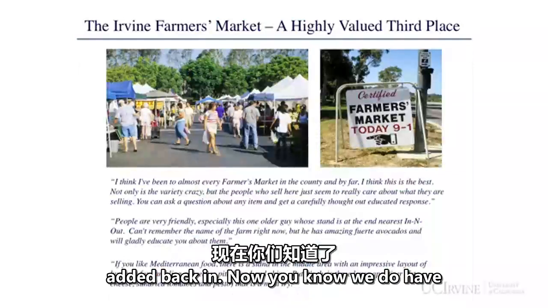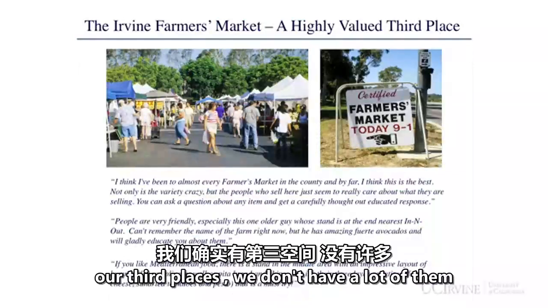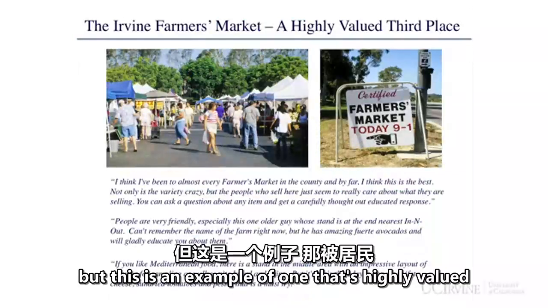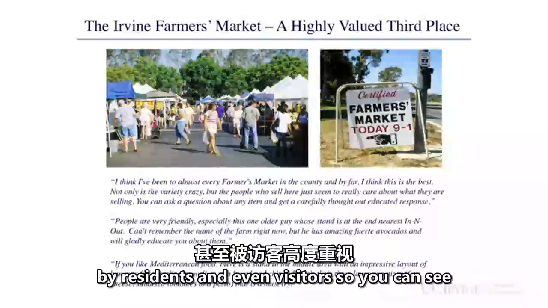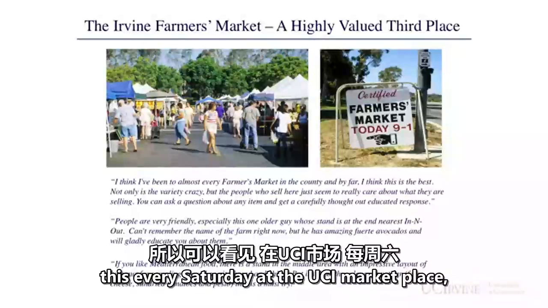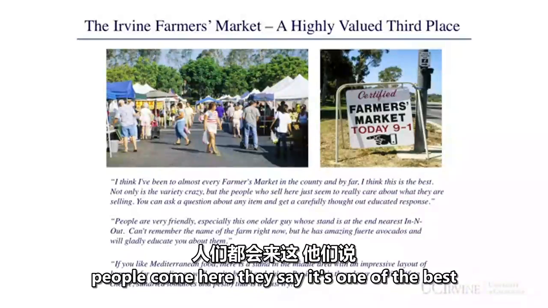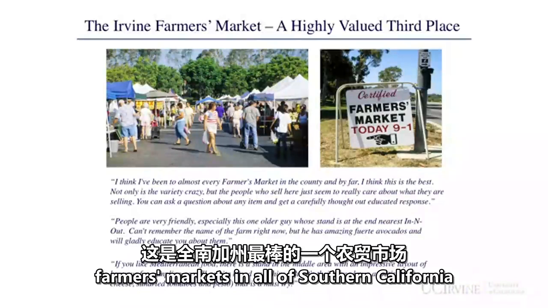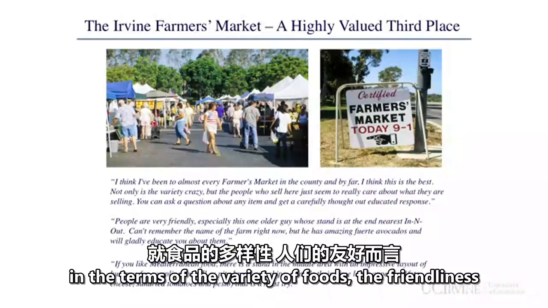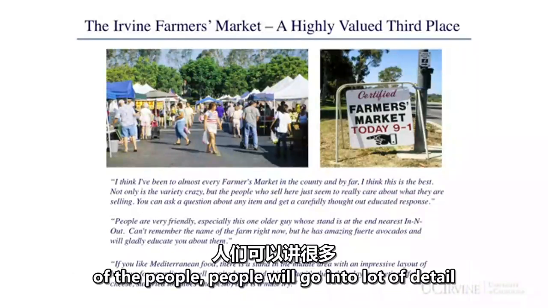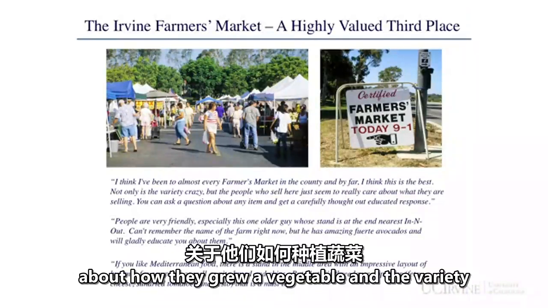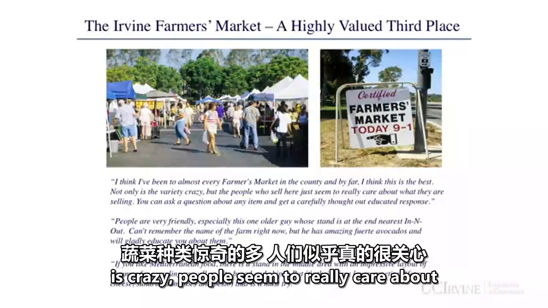Now, we do have our third places. We don't have a lot of them, but this is an example of one that's highly valued by residents and even visitors. You can see this every Saturday at the UCI Marketplace. People come here, they say it's one of the best farmers markets in all of Southern California in terms of the variety of foods, the friendliness of the people. People will go into a lot of detail about how they grew a vegetable. And the variety is crazy.